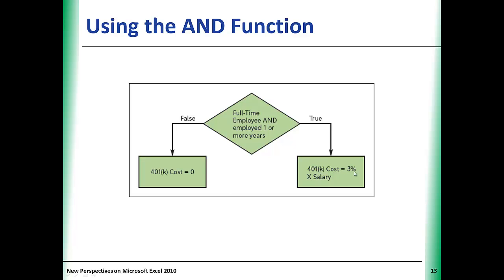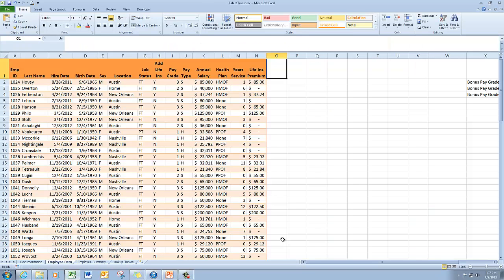So for example, in this particular exercise, we're going to look at whether or not the employees meet the criteria to be eligible for the 401k plan. In order to do that, the employee needs to be full-time and employed for 1 or more years. If both of those conditions are met, then the value is true and you can calculate the 401k contribution. If either one or both of those conditions is false, then the person isn't eligible for the 401k plan and the contribution is 0. So let's go ahead and switch to the worksheet and add that column.